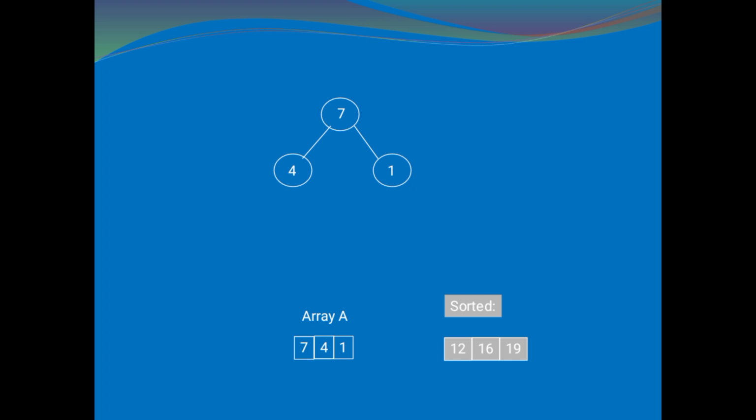Now what do I have to do? Every time swap the first element with the last element. That is 7 with 1. After swapping 7 with 1, what do I have to do? I just delete the last position element. What is my last position element? 7. Delete it and place it in the array.